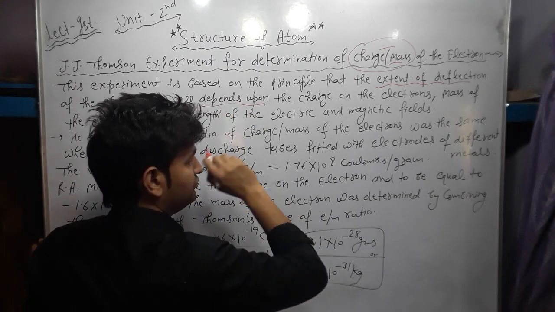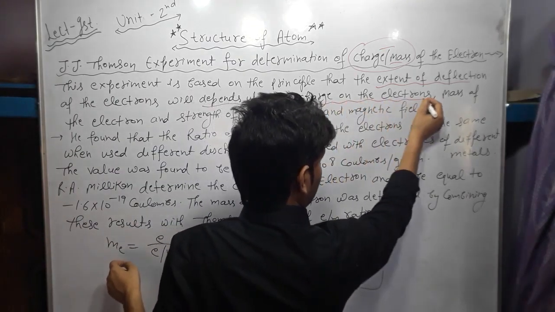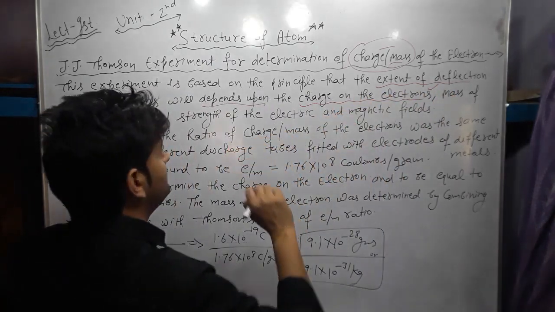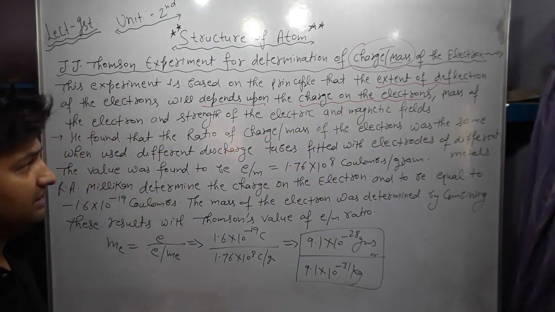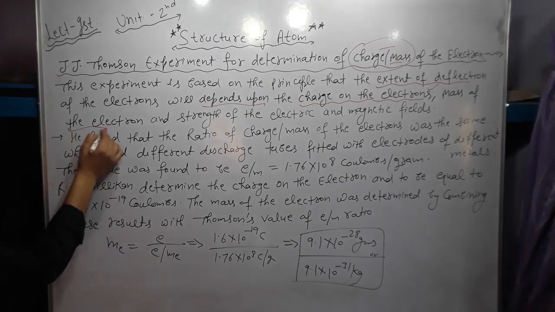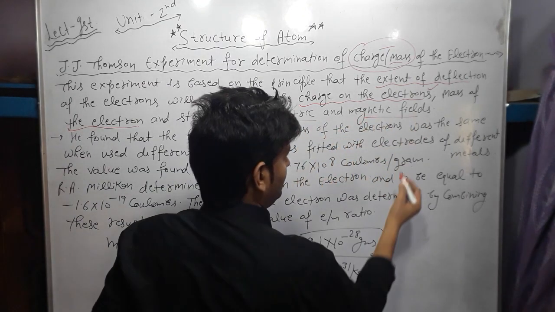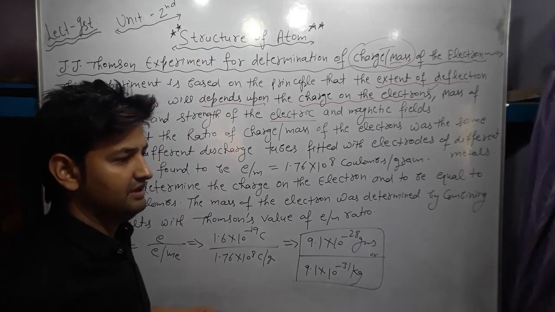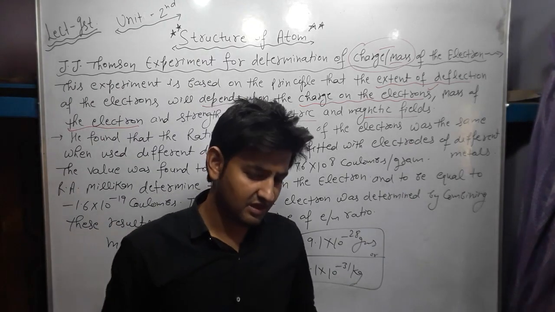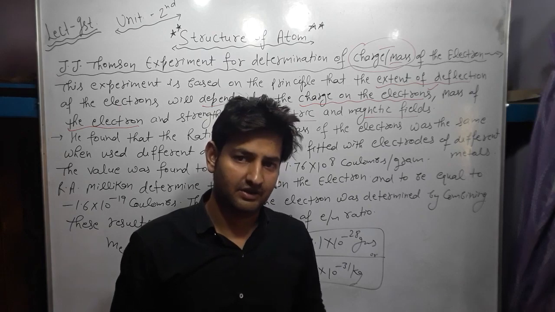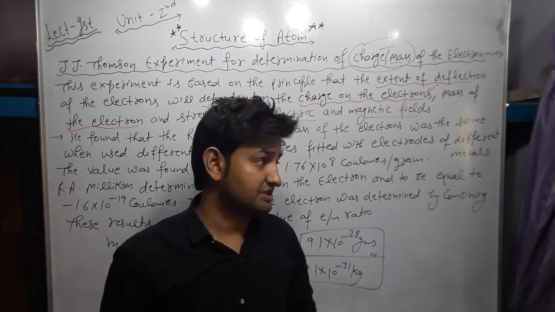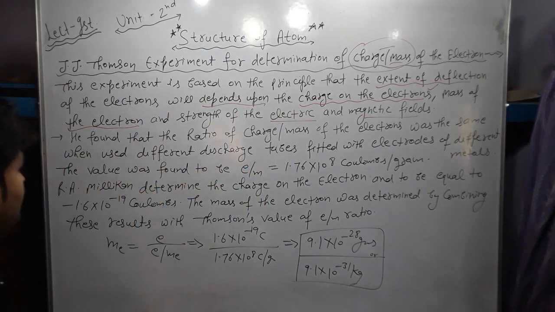ये depend करेगा? It depends upon the charge on the electron. First important point is it depends upon the charge of the electron, the mass of the electron, and the third point is the strength of the electric field and magnetic field. What is the strength of the electric and magnetic field? It will also decide the extent of deflection.